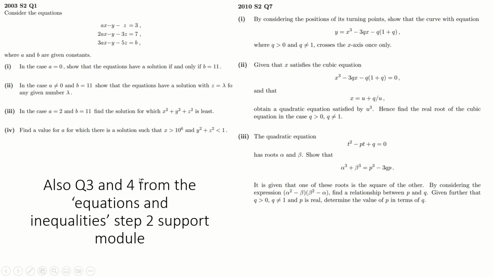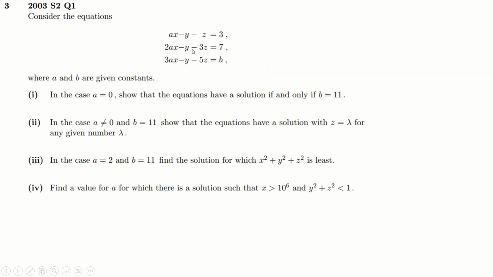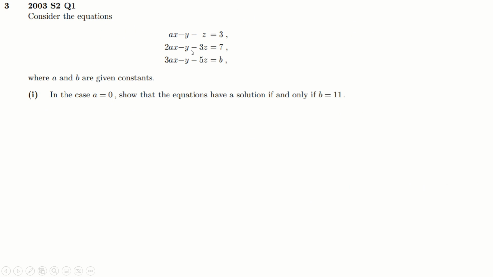All right, questions 3 and 4 from the Equations and Inequalities Step 2 booklet. We'll do this one first, which is a nice little question about a triple simultaneous equation, followed by this one. So let's start with this one here. In the case A is 0, we take this and replace all the A's with zeros. Show that these have a solution if and only if B equals 11.